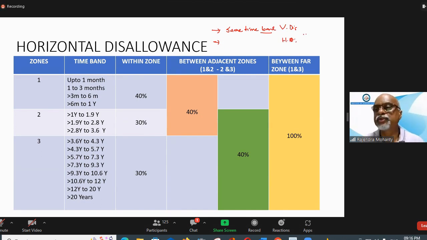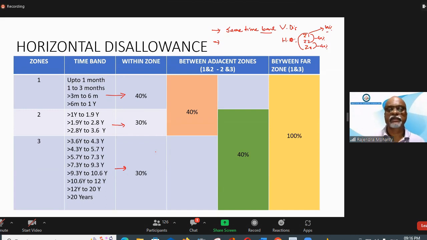So other time bands: zone 1, zone 2, zone 3. Between zone 1 and zone 2, it is 40%. Zone 2 and zone 3, 40%. Zone 1 to zone 3, it is 100%. And within the same time band, it is 40, 30, and 30. This is the adjustment.